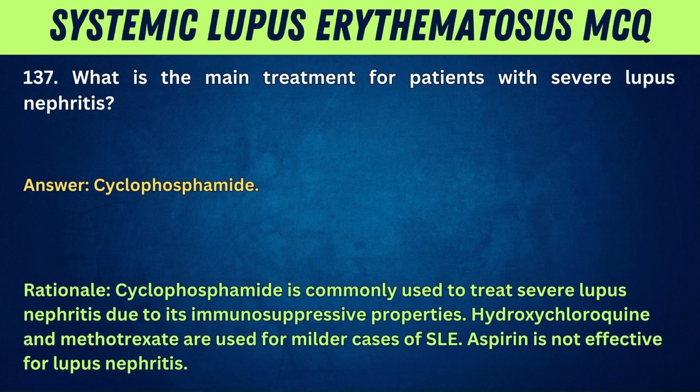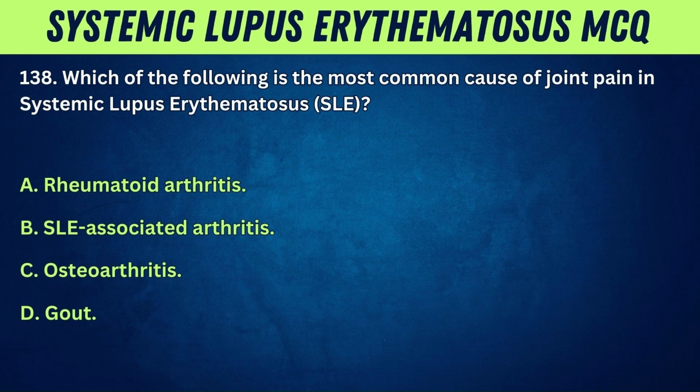Rationale: cyclophosphamide is commonly used to treat severe lupus nephritis due to its immunosuppressive properties. Hydroxychloroquine and methotrexate are used for milder cases of SLE. Aspirin is not effective for lupus nephritis. 138. Which of the following is the most common cause of joint pain in systemic lupus erythematosus, SLE? A. Rheumatoid arthritis.